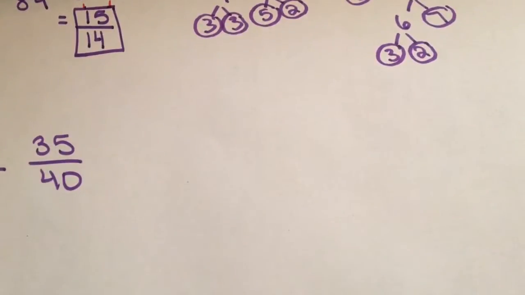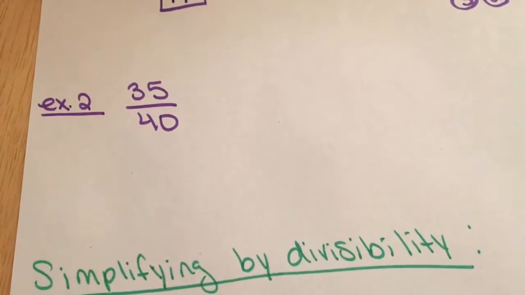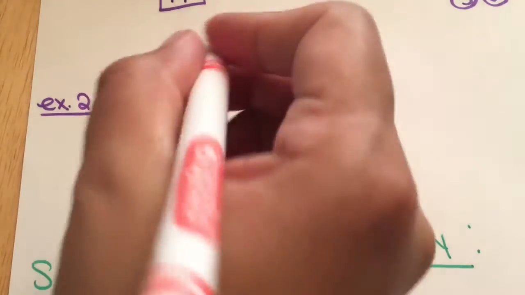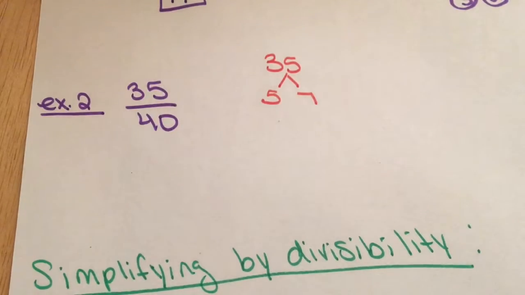So example 2 is 35 over 40. Oops, sorry about that. So we're going to start off the same way. First thing I need to do is find my factors of 35. 35, I know, is 5 times 7.